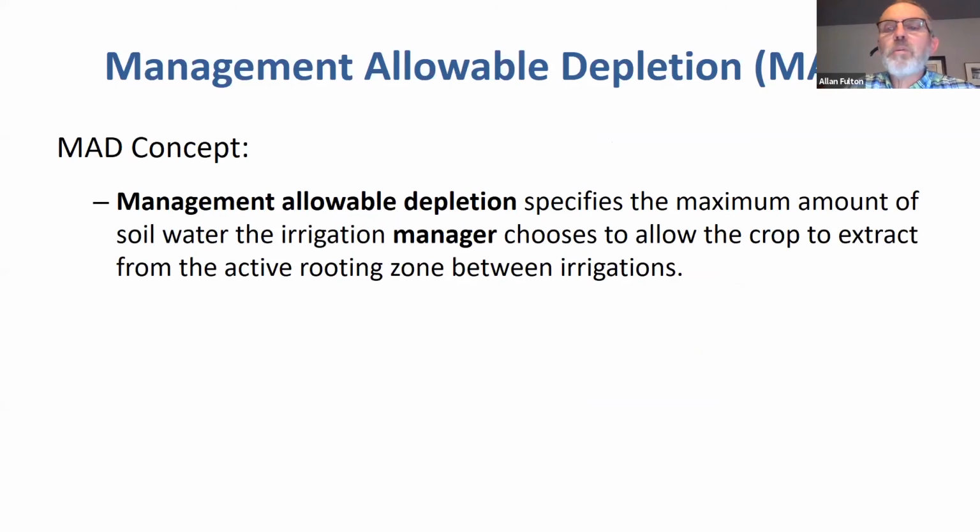So we can define management allowable depletion, sometimes the acronym MAD is used to abbreviate it, as the maximum amount of soil water that an irrigation manager chooses to allow the crop to extract from the active root zone between irrigations. In other tutorials, I've walked you through how to use your soil surveys, how to use your judgment about root zone depth to calculate total plant available water and plant available water at a 50% depletion. You can listen to those tutorials to dive into this subject at greater length.